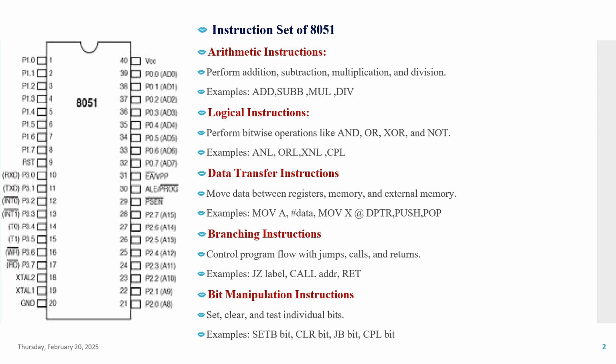Next is the bit manipulation instruction. Its work is to set, clear and test individual bits. What are the examples? SETB bit, which sets a specific bit, CLR bit, which clears a specific bit, JB bit, which jumps if a specific bit is set, and CPL bit, which complements a specific bit. Clear? So this is for the second slide.